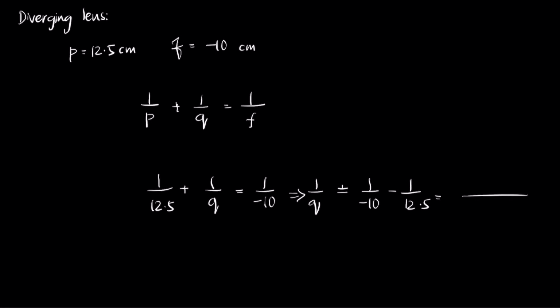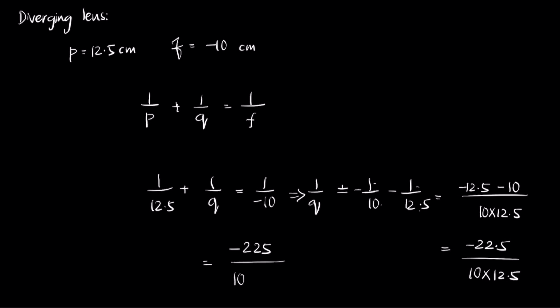When you take the LCM, take the negative to the top. So you have 10 times 12.5 in the denominator. On the top you get 12.5 here and 10 here. So cross multiply, you get negative 12.5, negative 10. So you get negative 22.5 over 10 times 12.5. If you multiply and divide by 10, you get minus 225 by 10 times 125.